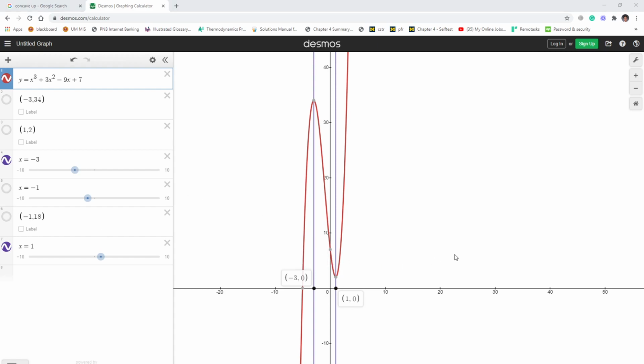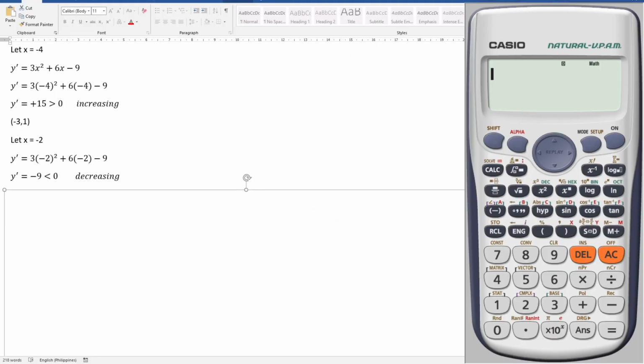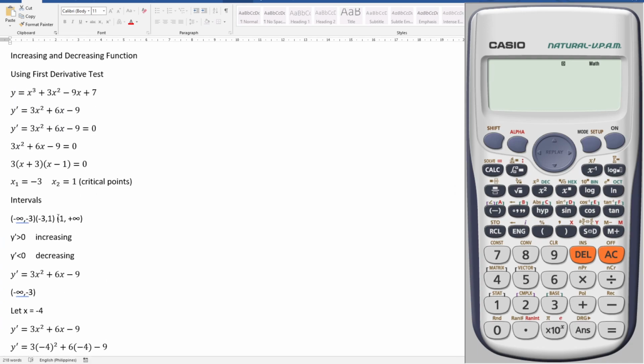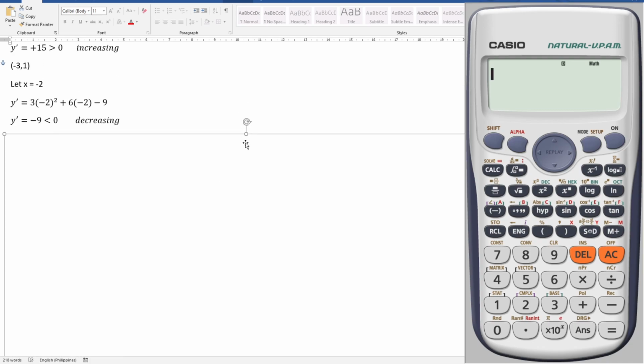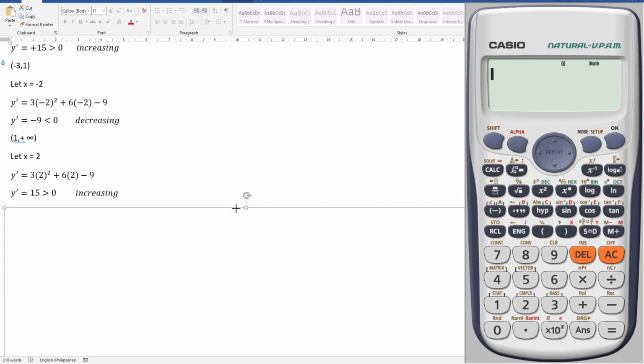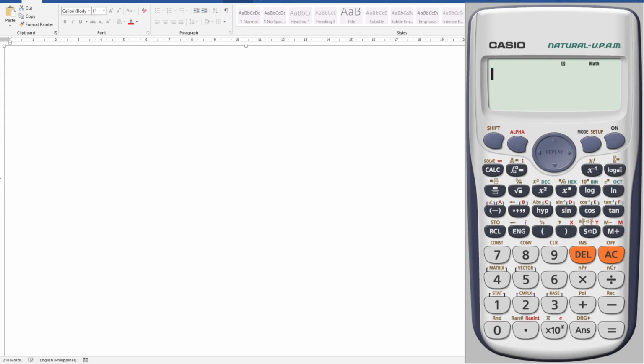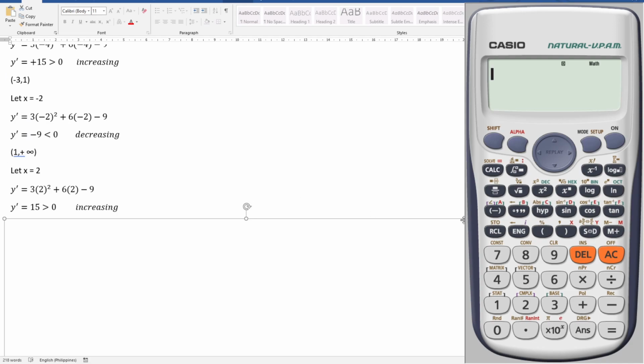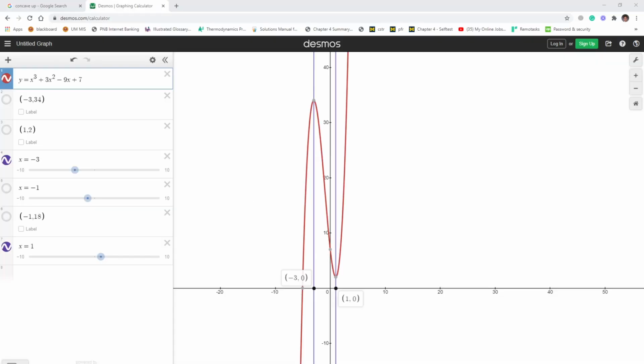And then the last interval is positive 1 to positive infinity. Again, same process, we choose any value in between. Let's say x equals 2, so we get a value of 15 and it is increasing. Illustrating, from positive 1 to infinity, our function is increasing in that particular interval.